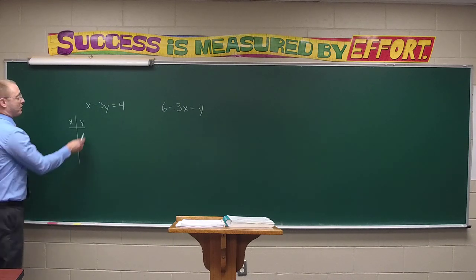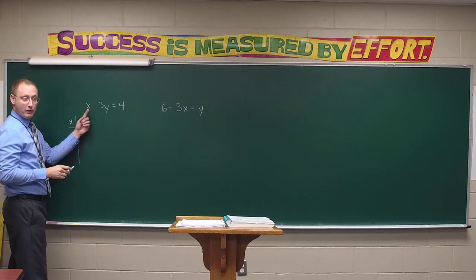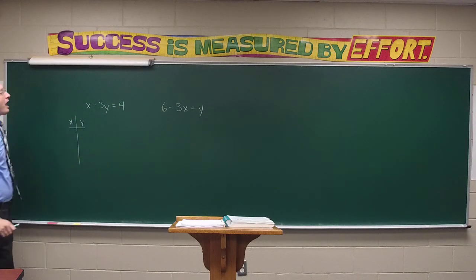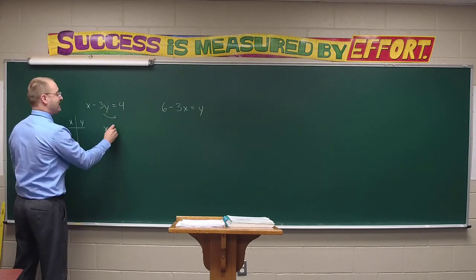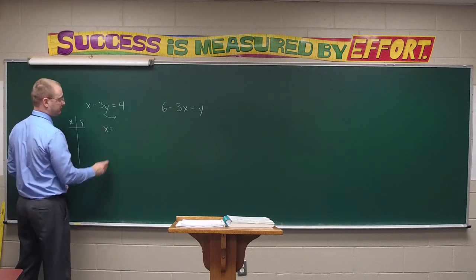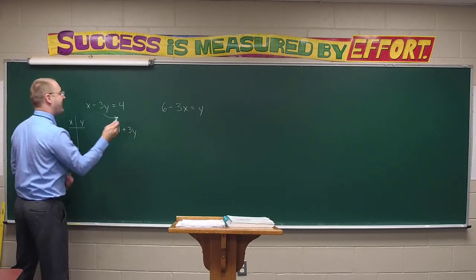-3. I'd get rid of the whole negative 3y, because that would get x by itself, right? The whole negative 3y, just gone. But what do I do to get rid of the negative 3y? There we go. So the x by itself is equal to... There we go, and now x is by itself.